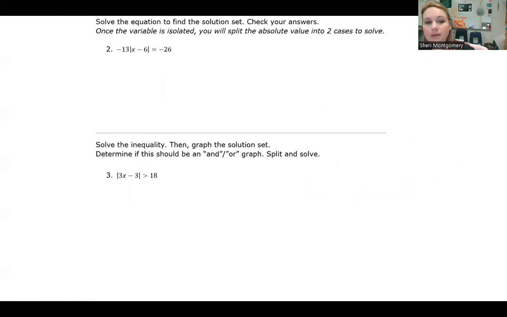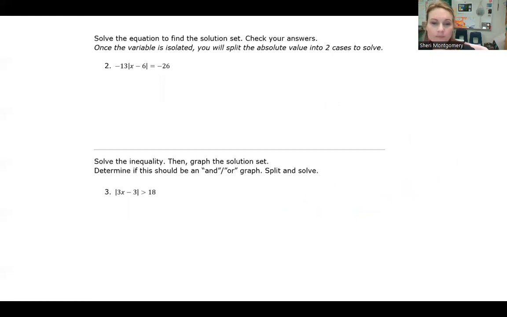The next question. Solve the equation to find the solution set. Check your answers. So this is kind of like a hint. Once the absolute value is isolated, you'll split the absolute value into 2 cases and solve. So when we look at this one, is this isolated? No, because we got multiply by -13. So first step, we've got to undo multiply by -13. That means we're going to divide by -13 first.